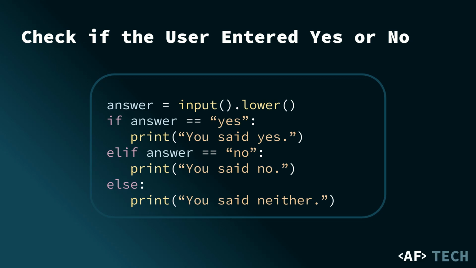We'll set answer equal to input, and we'll add the dot lower method to make sure that they don't type yes with a capital Y or anything. Then we do if answer is yes. You could just say you said yes, for example. If it's no, you can say you said no. And if it's not, meaning else, then you said neither.